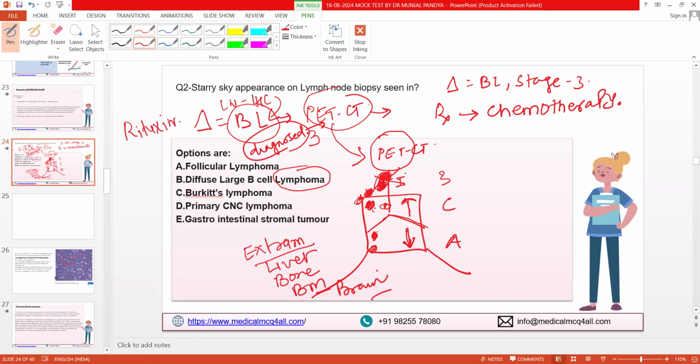Immunotherapy, chemotherapy, targeted therapy, what? And where does it act? These are all questions in the exam. I am not talking out of the syllabus. This is all asked in the exam. Yes. Rituximab is what? Anyone?